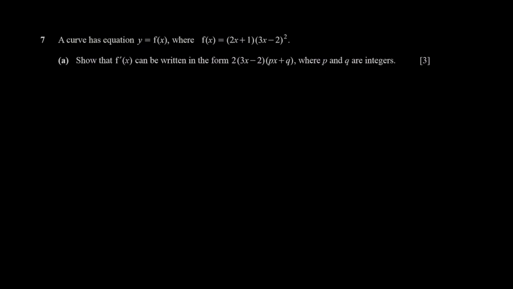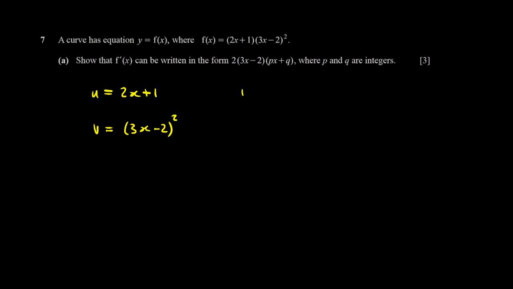Why do we use the product rule? Because we have got the product of two functions, right? We've got this function here, 2x plus 1, multiplied by (3x minus 2) all squared. So we've got one function here and another function here. We're multiplying them, right? We've got the product of two functions. Therefore, we use the product rule. The name product rule is an appropriate name, basically. So I'm going to call the first function u, which is 2x plus 1. And the second function v is (3x minus 2) to the power of 2.